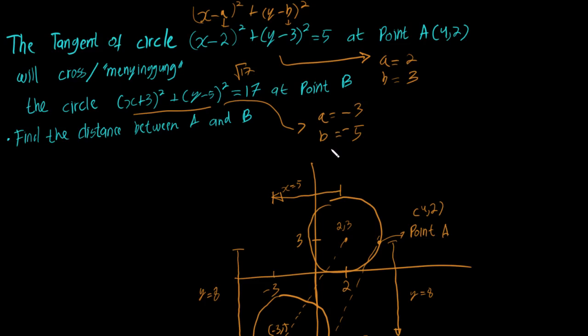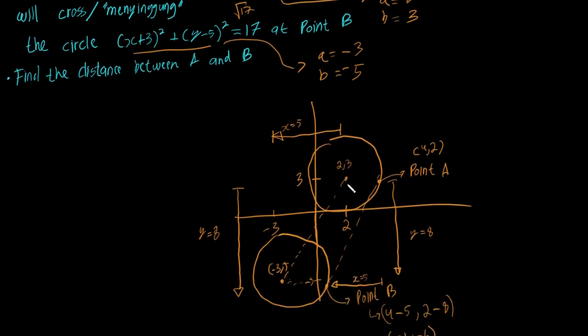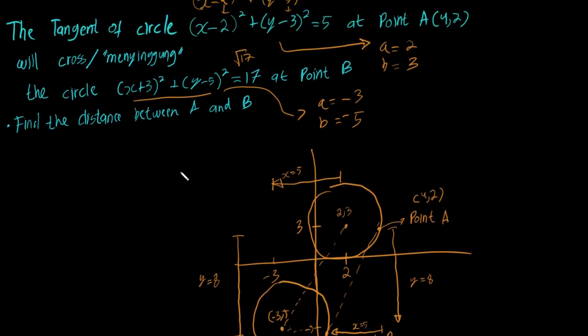So the first thing I'm going to do here is draw the coordinates. It doesn't have to be specific, just draw it randomly with some points here. The question says the tangent of this circle at point A will cross the other circle at point B. So this is the first circle that I already drew. It's (2, 3) at the center, and the other one is (-3, 5).